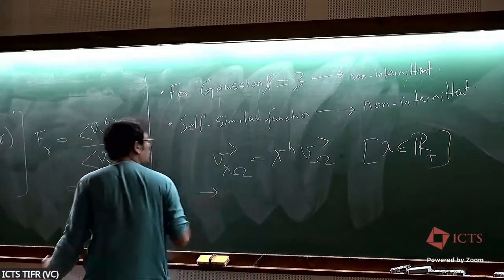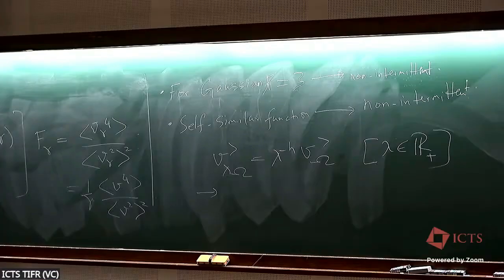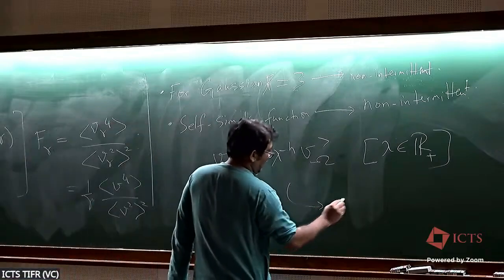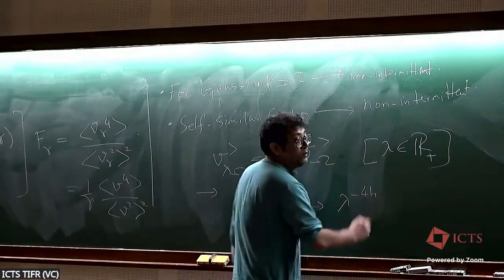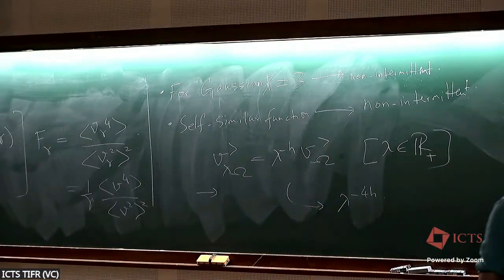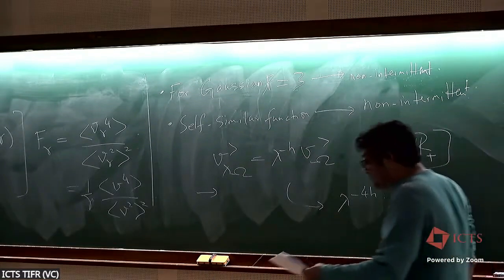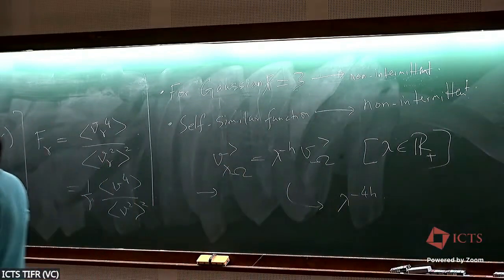And you can use this game and you will see lambda V omega to the power 4 and V squared, taking the square of it. Both will pick up factors of lambda to the minus 4H, which in the ratios will cancel. And so, self-similar functions cannot be intermittent. This is going to be true for your standard Brownian motion.